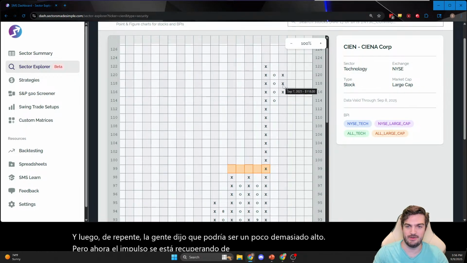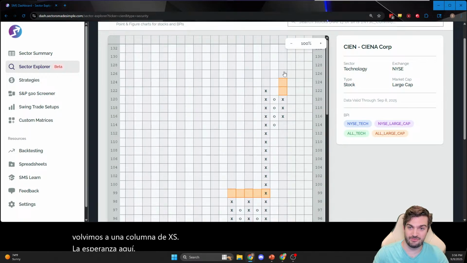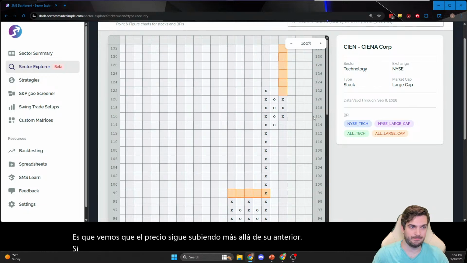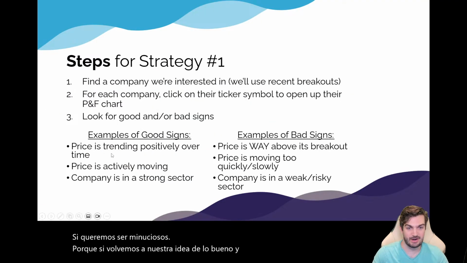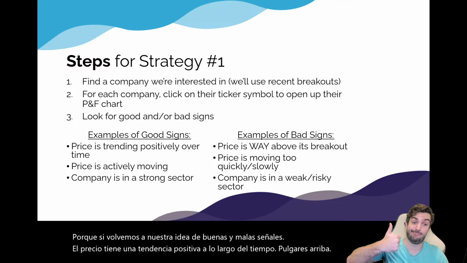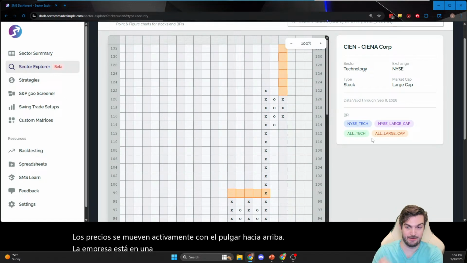And we see on September 8th, not 7th, 8th, we reversed back into a column of X's. The hope here is that we see the price continue to go up past its previous high. If we want to be thorough, because if we go back to our idea of good and bad signs, price is trending positively over time, thumbs up. Price is actively moving, thumbs up. Company is in a strong sector, well, I don't know.